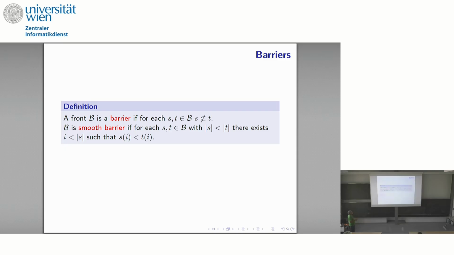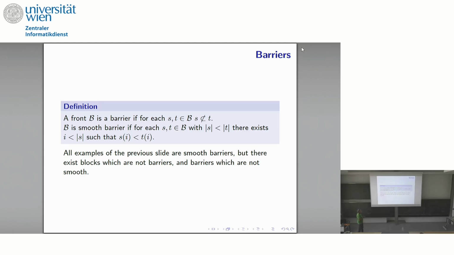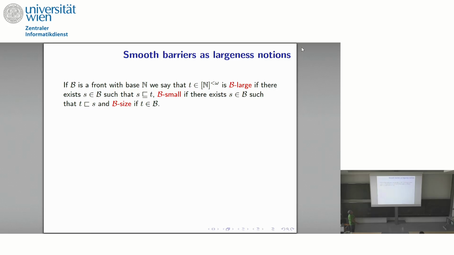So a smooth barrier has this very technical definition: if you have two elements of a barrier B and one is shorter than the other, it must be that on at least one coordinate it's strictly below it. And all the examples that I gave in the previous slide are smooth barriers, but you can show that there exist blocks which are not barriers and barriers which are not smooth. You just build them on purpose, basically, although the most natural barriers come out to be smooth. If you don't want to hurt yourself, you will come up with something like that.